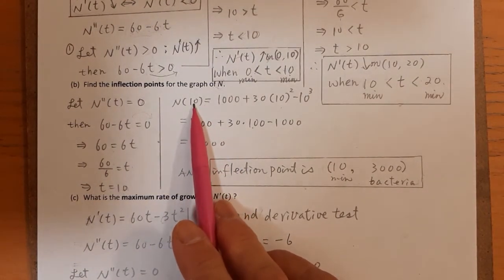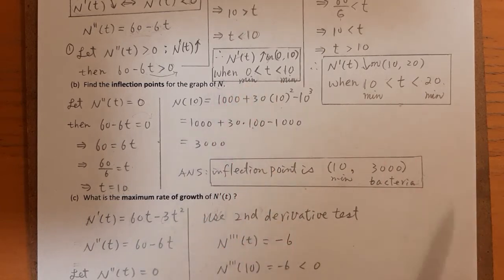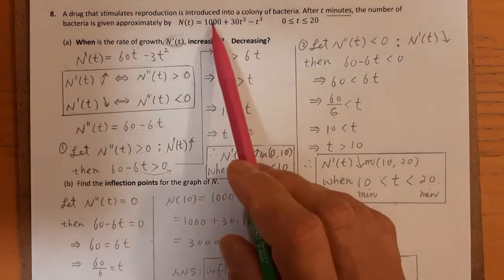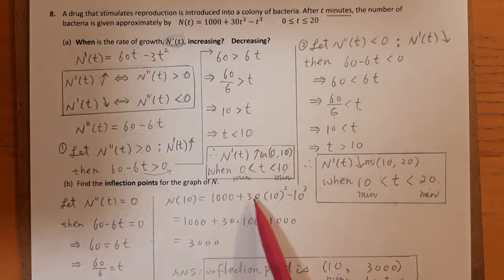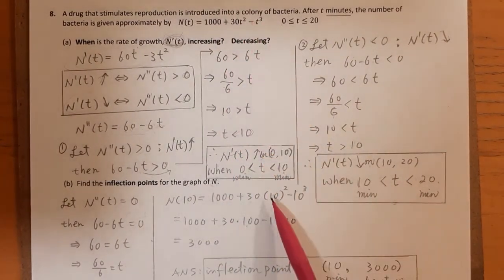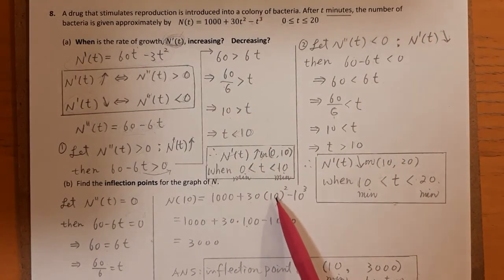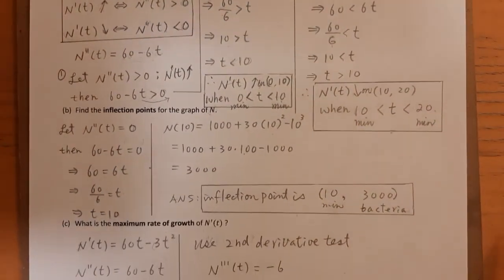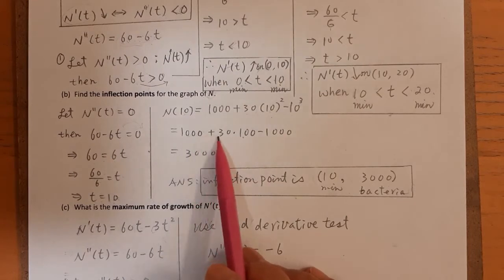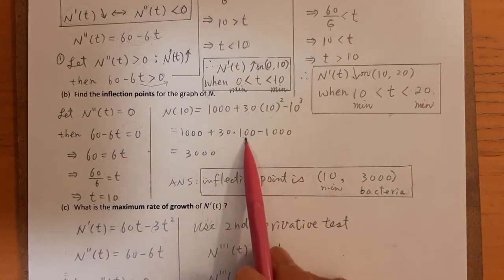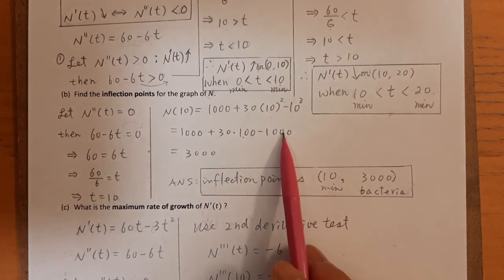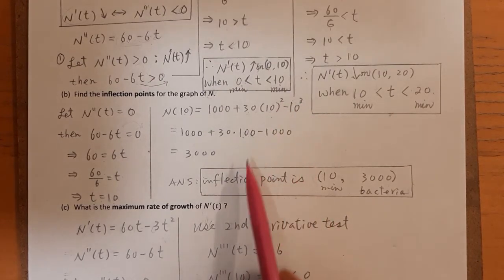when t equal 10, you plug into the original function N of t. N of t given is 1000 plus 30 times t squared minus t cubed, and t is 10 minutes. Plug in, so you get 1000 plus 30 times 10 squared, which is 100, minus 10 cubed. A cube has 3 zeros. A square has 2 zeros.